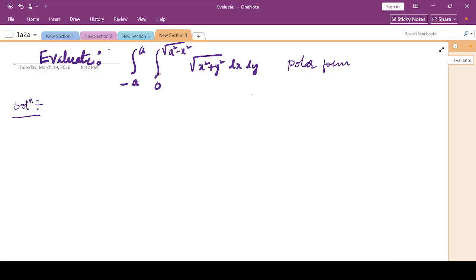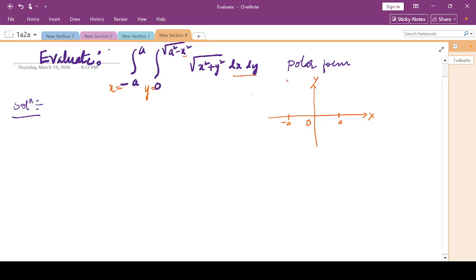Before drawing the region of integration, as we are already aware, if the limits contain the variable x, it corresponds to y, and the other value should be x only. Here we are not going for order of integration because we are converting into polar form. First, let us draw the region. So this is the y-axis, x-axis, origin, x equal to minus a to plus a. This is plus a and this is minus a.